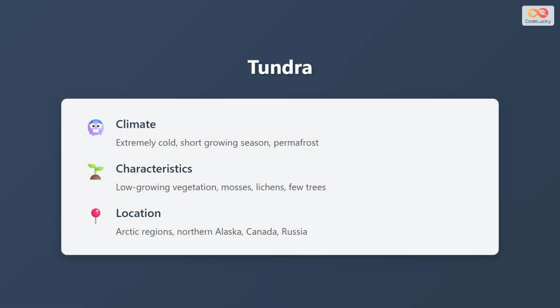The tundra is Earth's coldest biome, characterized by extremely cold temperatures and a very short growing season that lasts only a few weeks each year. The defining feature of tundra is permafrost, a layer of permanently frozen soil beneath the surface. Vegetation is low-growing and includes mainly mosses, lichens, and small shrubs. Trees are almost entirely absent because the harsh conditions and permafrost prevent deep root systems from developing. Tundra is found in Arctic regions across northern Alaska, Canada, Russia, and Scandinavia.